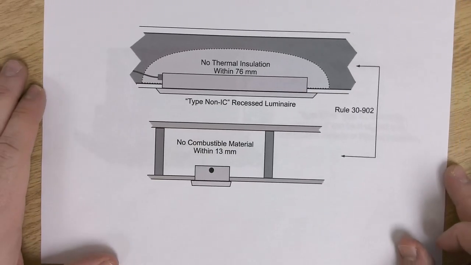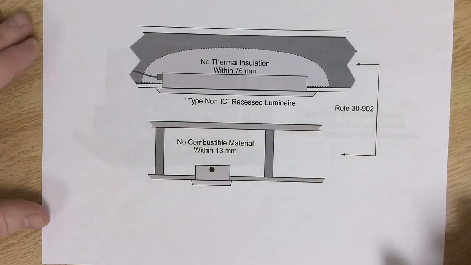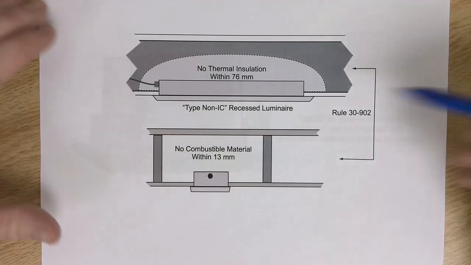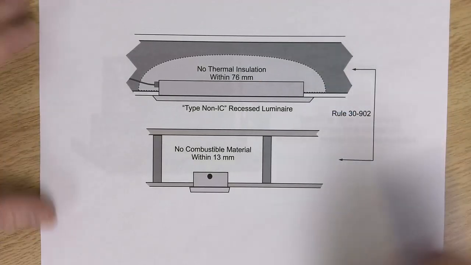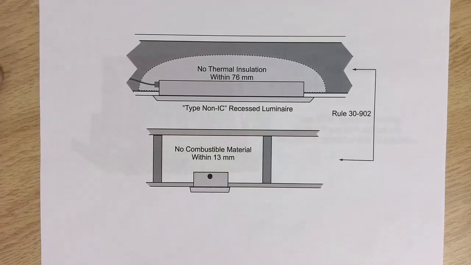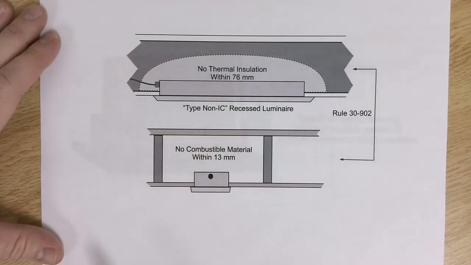Now, once again, we have a recessed luminaire, such as, if you've ever seen lights laid in T-bar, that would be a recessed luminaire. Or pot lights in homes. Those are recessed luminaires. We call them pot lights, but they do have a specific name in the code book. And once again, we're worried about heat.